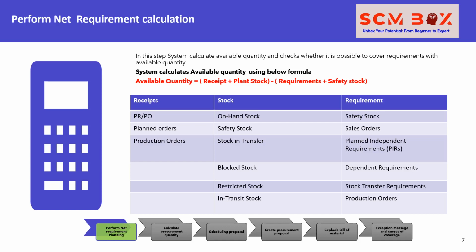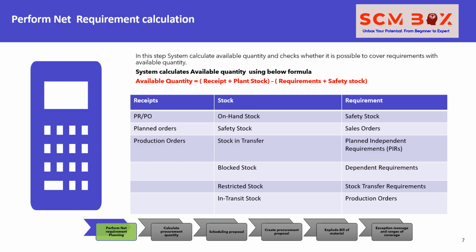Sometimes production orders also create requirements. So if we look here, the safety stock can be seen in both the stock and requirement places. The reason behind this is that when stock falls below the safety stock, it will be considered a requirement element. When stock is more than the safety stock, it will be considered a stock element. So by calculating the available quantity, the system decides whether the particular requirement of that material needs to be produced or we can ignore it.